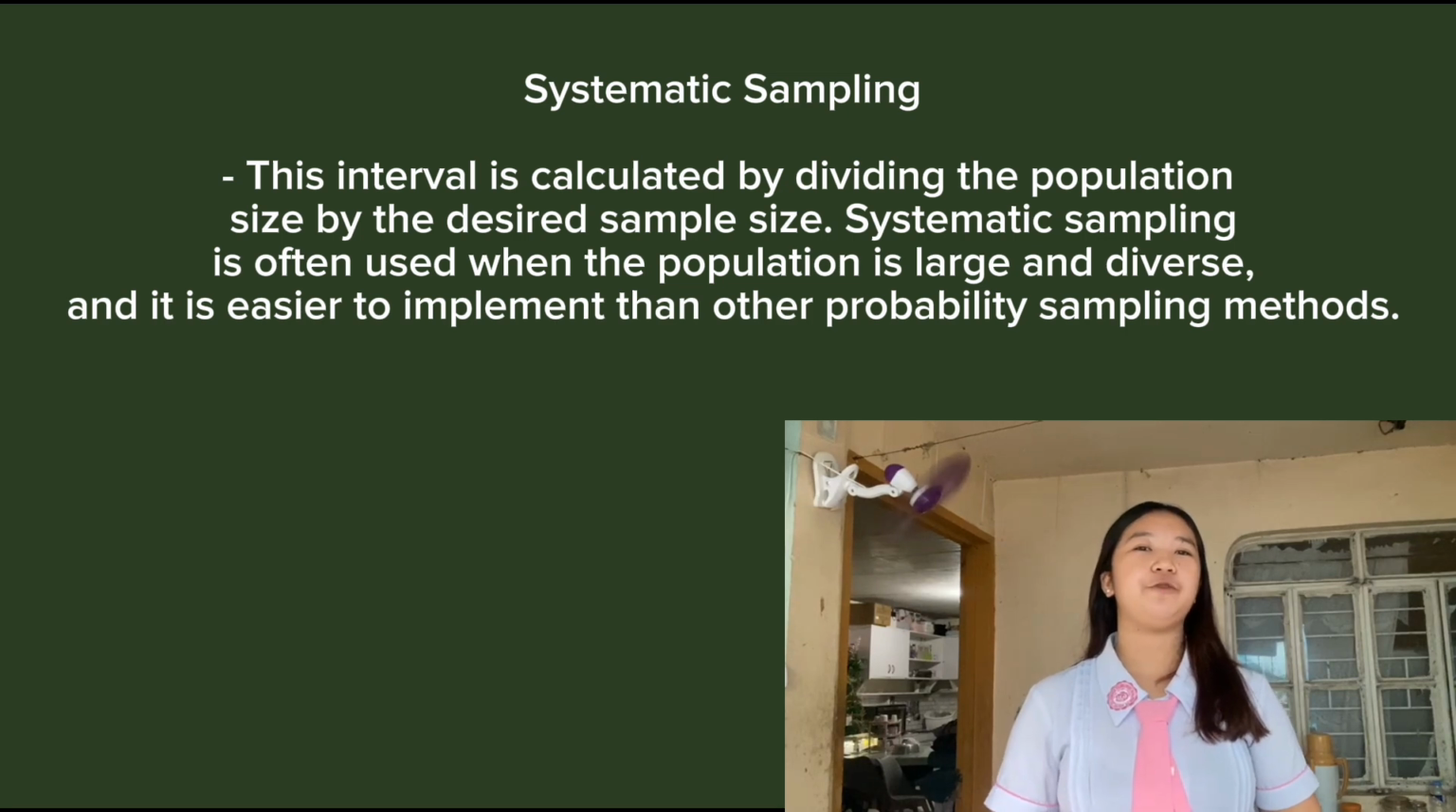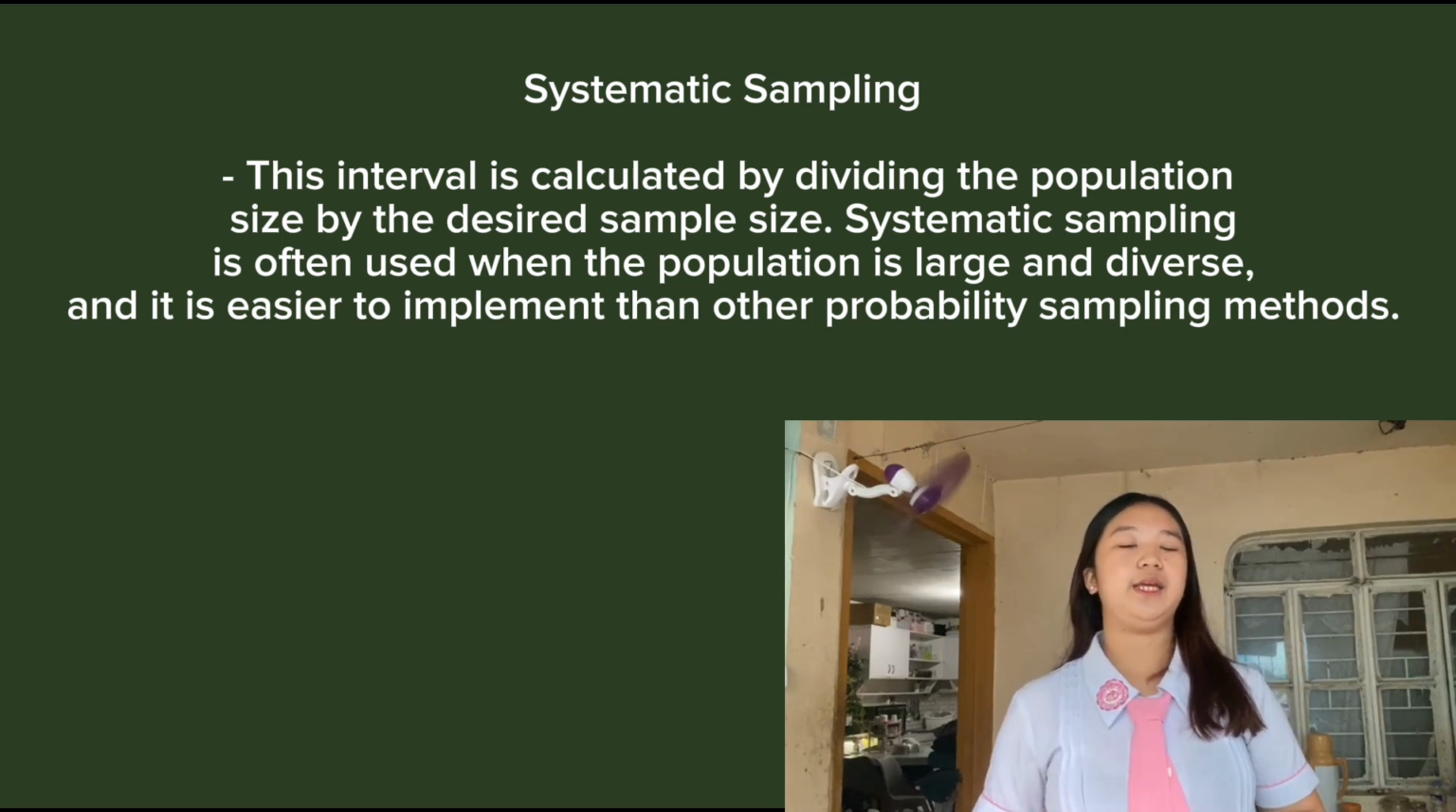What are the steps in systematic sampling? First, we need a complete list of everyone in the population we're studying. This is our sampling frame. The second step, we need to decide how many people we want in our sample. The third step, we divide the total population size by the desired sample size. This gives us our sampling interval.